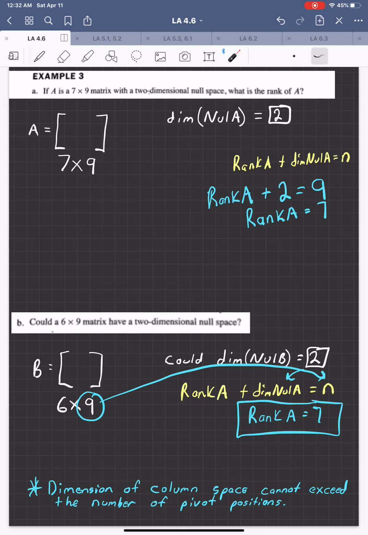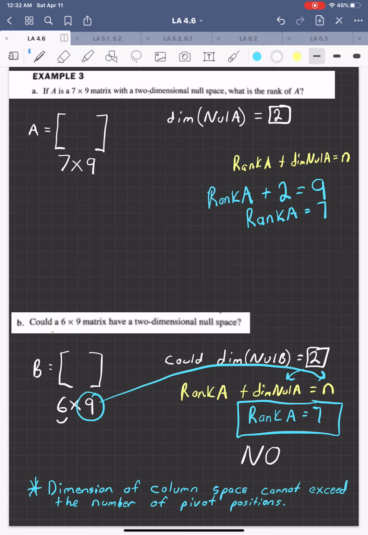Well, the answer is no. You could look back to our section in 4.5, but the idea is the dimension of the column space can't exceed the number of pivot positions. So let me ask you this.